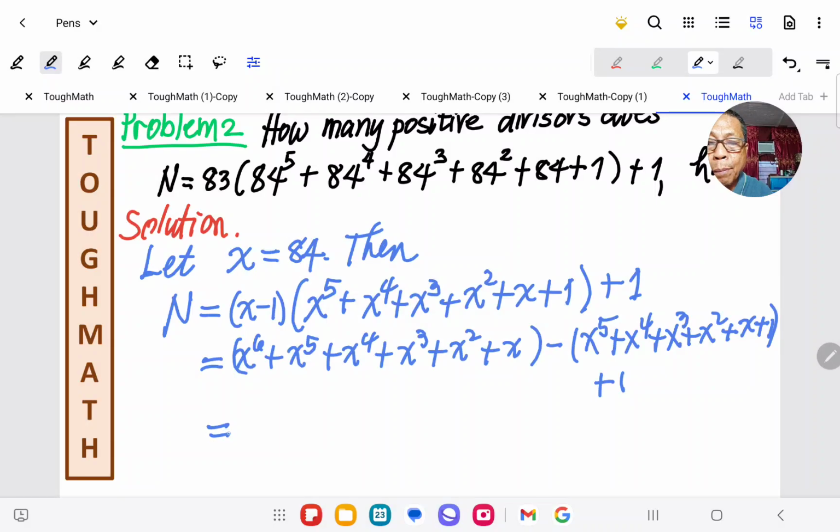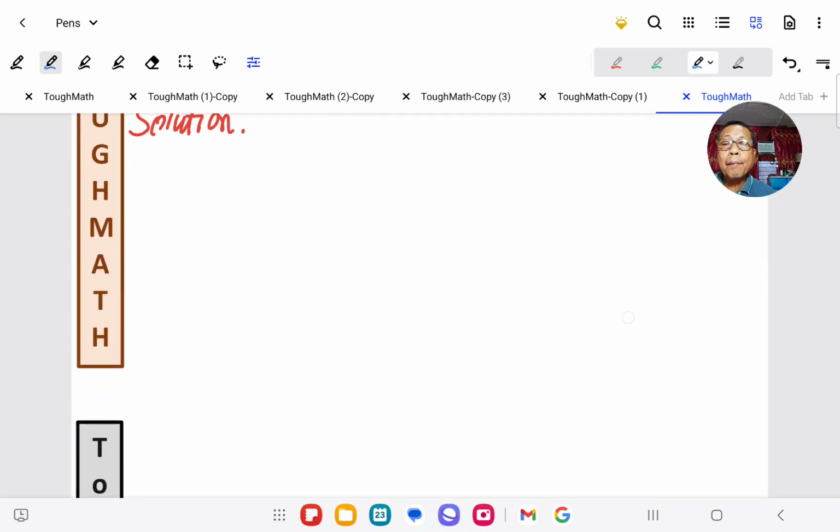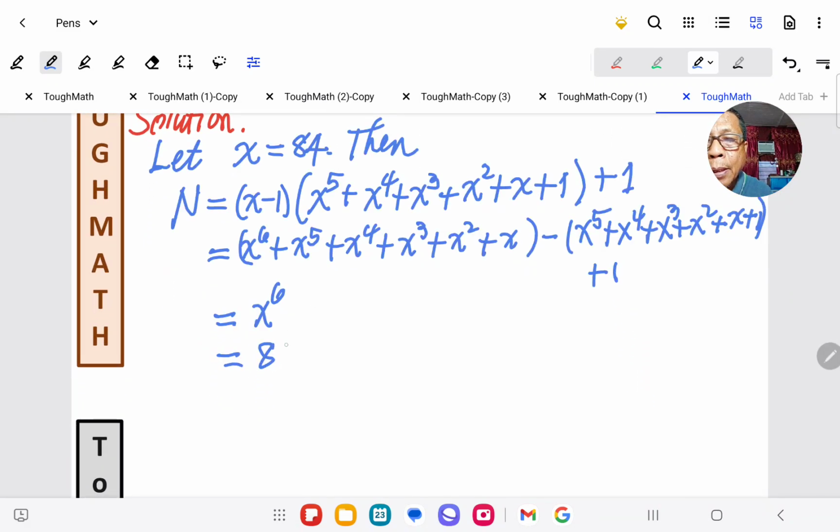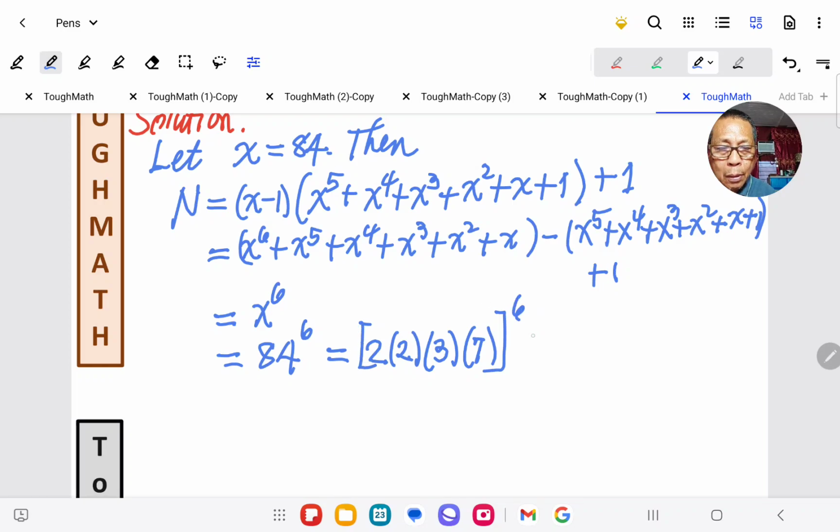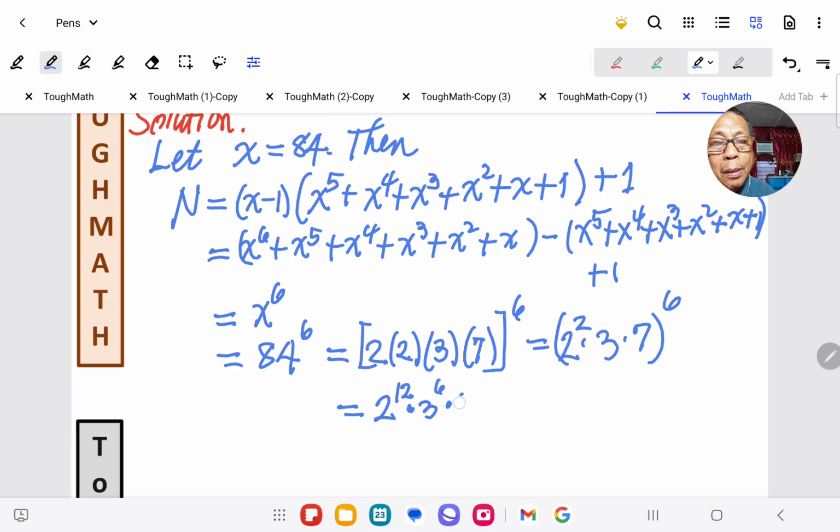And this expression simplifies to x to the 6th, which is 84 to the 6th, which is 2 times 2 times 3 times 7, which is equal to 2 squared times 3 times 7 to the 6th, which is equal to 2 to the 12 times 3 to the 6th times 7 to the 6th.